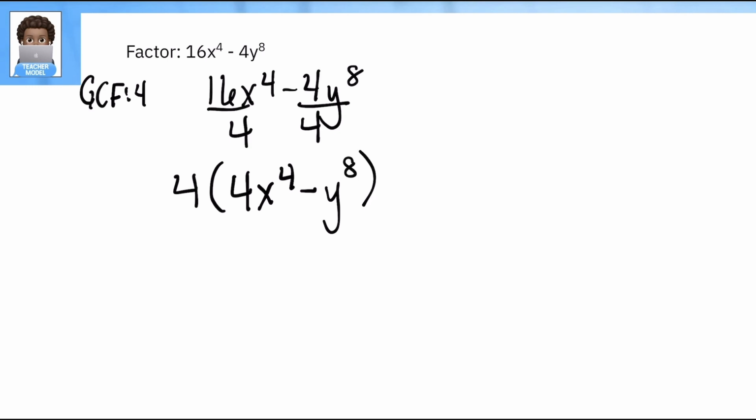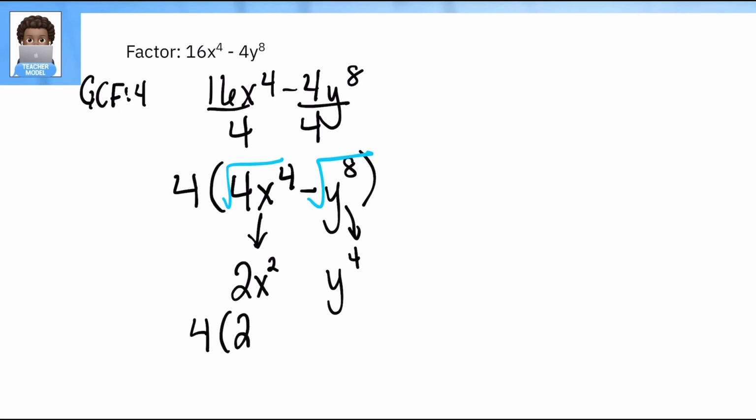Now, because I still have the difference of perfect squares, I can still factor this further. So let's do that. I'm going to find the square roots of both. And that gives me 2x squared and y to the fourth. So now I have 4 times 2x squared plus y to the fourth, 2x squared minus y to the fourth.